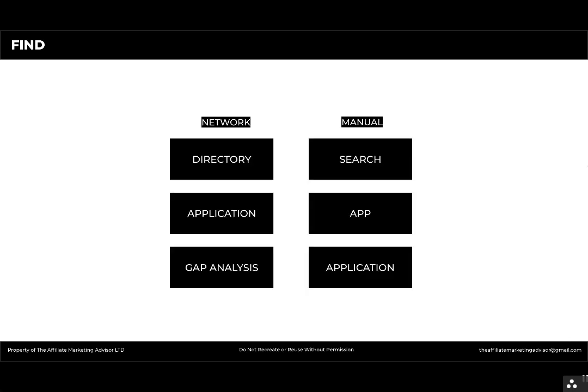There's a bit more detail on how to find them. In the network, you can use the directory, or they may apply directly to you, or you can apply to work with them. Or you could ask the network for a gap analysis, which is basically a list of cashback sites that they'll give you that are relevant for you and your brand. In terms of manually searching, as I touched on, use a search engine, or you may want to search app stores or any other environment or application where a cashback site may be present.